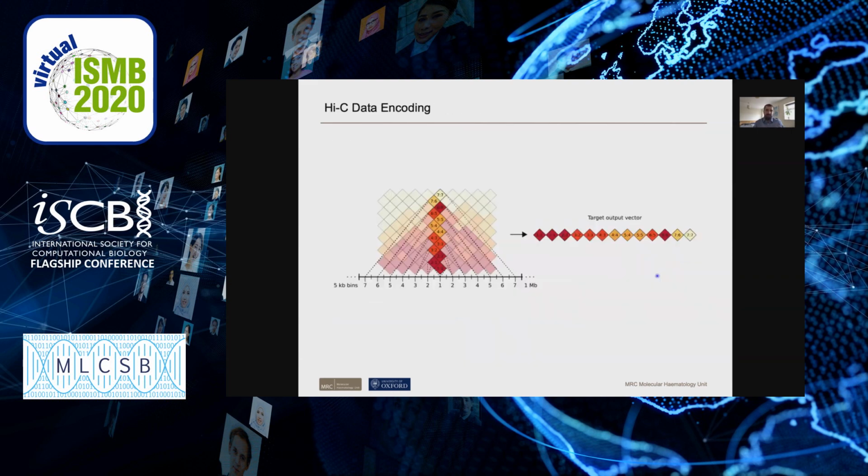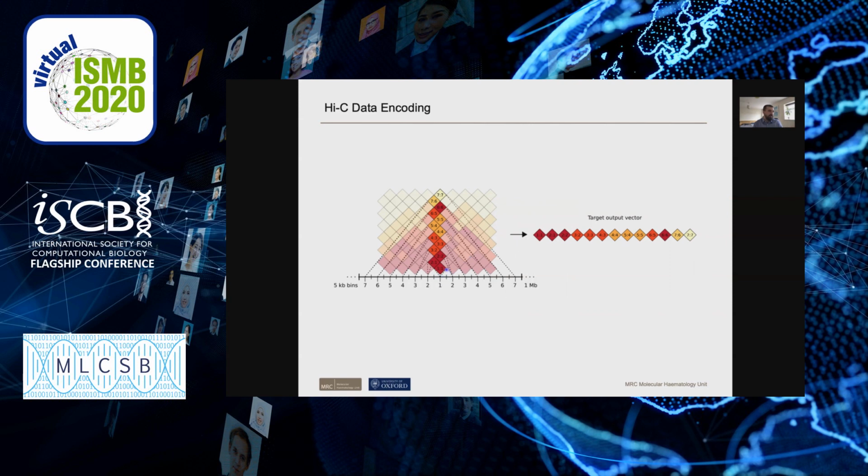Well, we take about a megabase of DNA sequence. We chunk it up into genomic bins, for example, 5 KB bins, if we want to have a 5 KB resolution model in the end. And then we encode the interaction frequencies as sort of a vertical pole in the middle of that DNA window, where every number in our target vector would then be the interaction of bins with other bins.